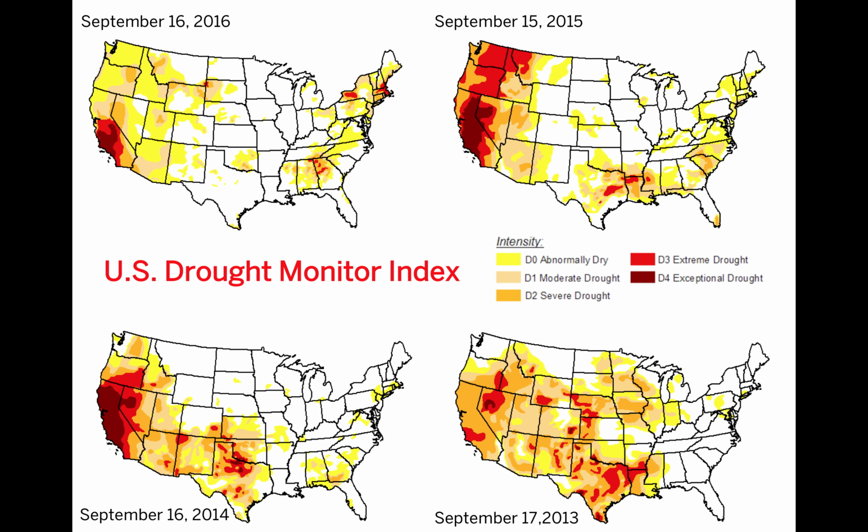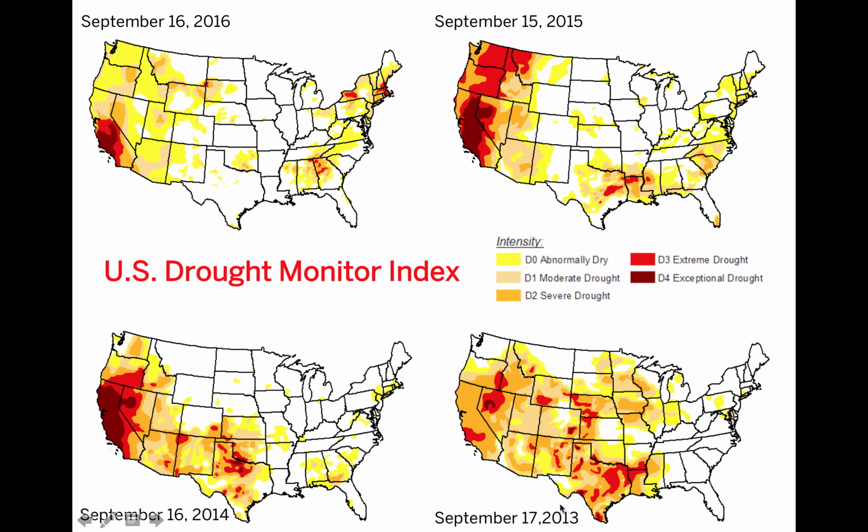The U.S. Drought Monitor puts out this map every couple of weeks that shows where drought is occurring. You can see the scale here. The red and dark red indicate areas in exceptional drought, whereas yellow areas are dry but could develop into drought regions. This is from last fall, September 2015, and there's one for every year before that.